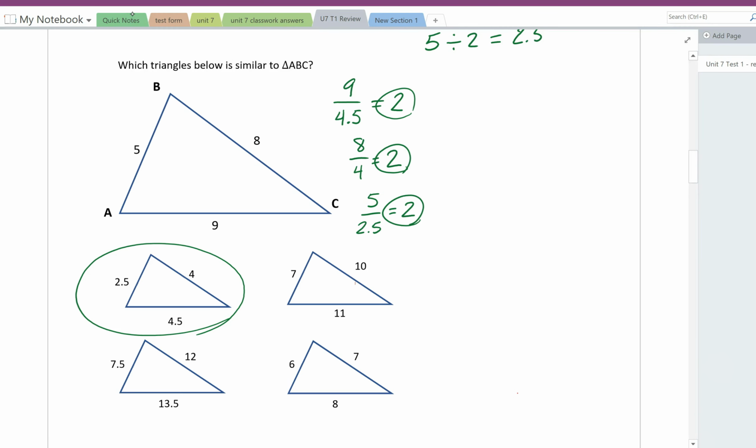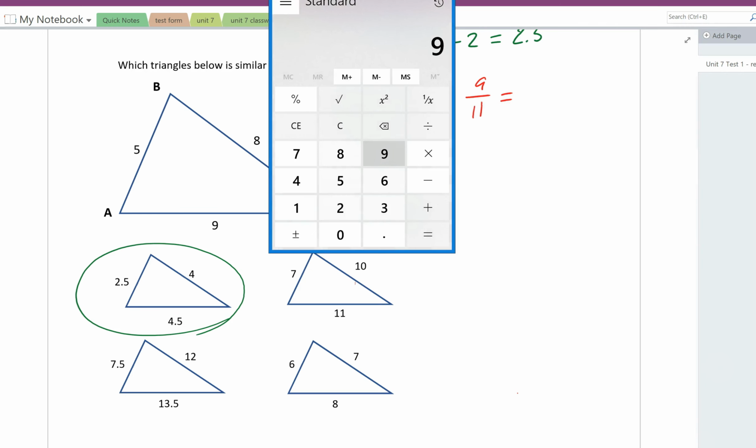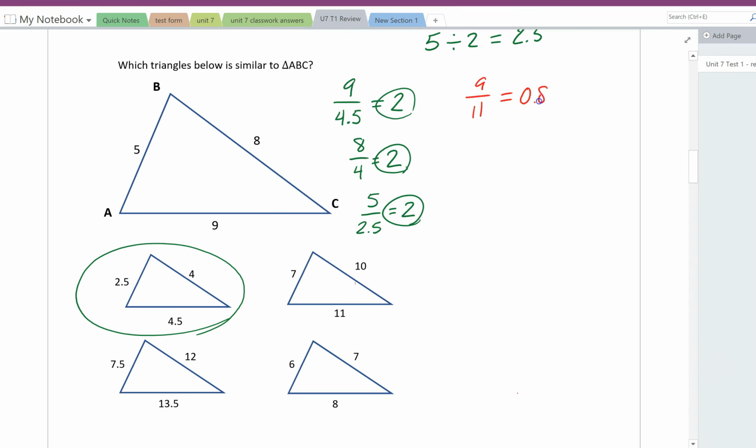Do this one in a different color. Now I'm going to compare ABC to this triangle over here on the top right. Okay, so I'm going to start again with side AC because it's the longest one on triangle ABC. The side that corresponds with it down here is this bottom one, which is 11. 9 divided by 11 is 0.818. Next, BC, which is 8, corresponds with this side here, that's 10. 8 divided by 10 is going to be just 0.8.